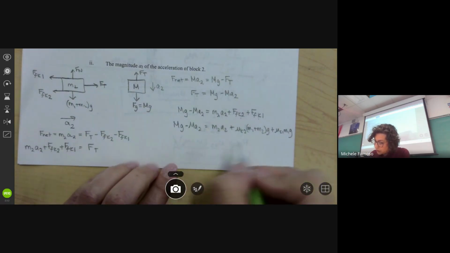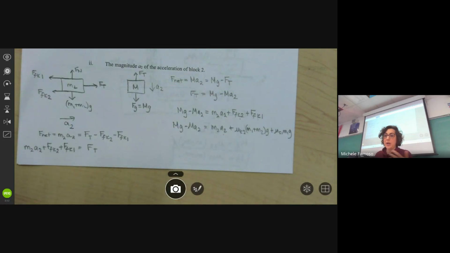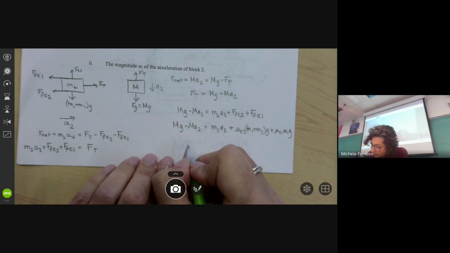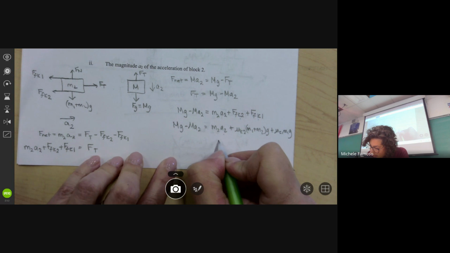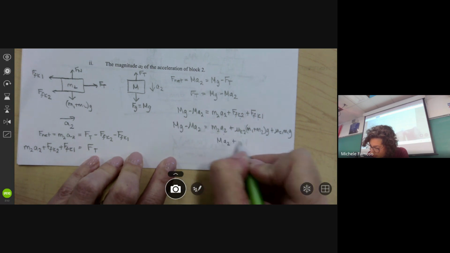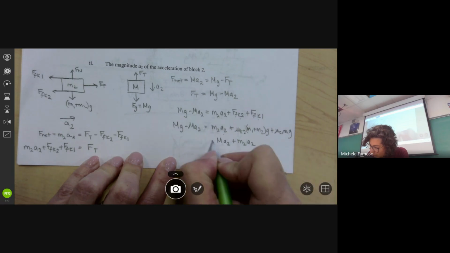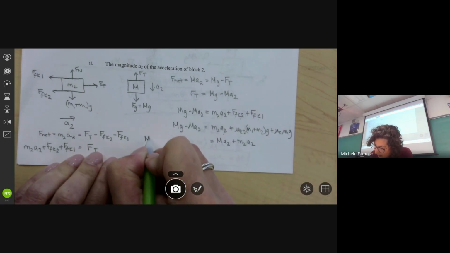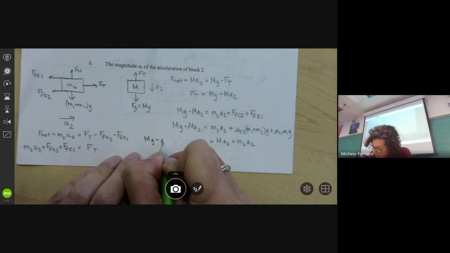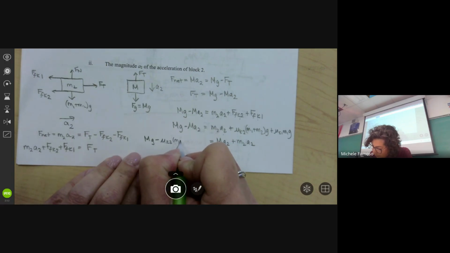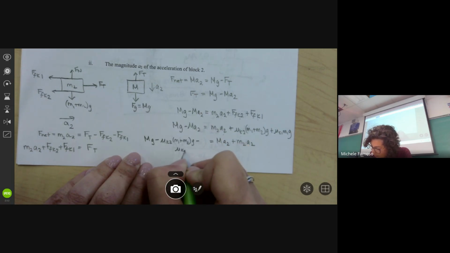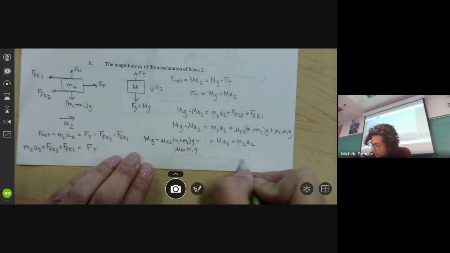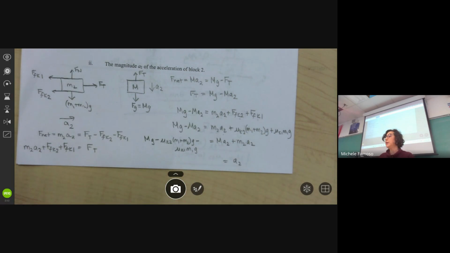So now I'm just going to solve this for A2. You do the algebra, pull it out. Factor out the A2. So this would be MA2 plus M2A2 on the right. Bring everything else to the left. Solve it for A2 and you get the idea on what you have to do.